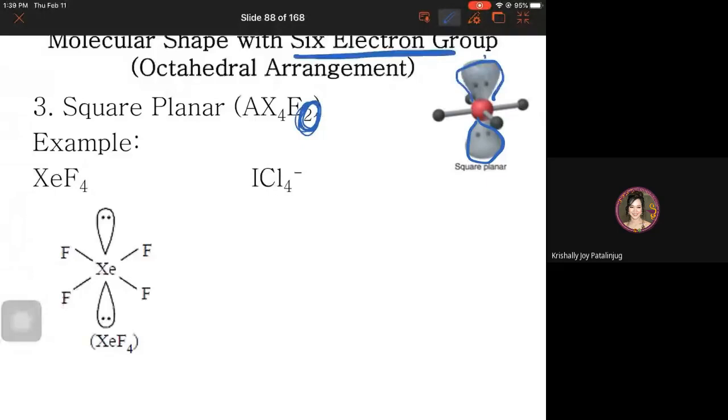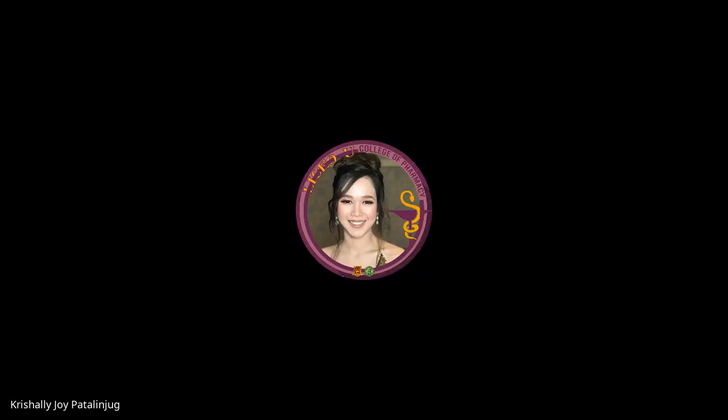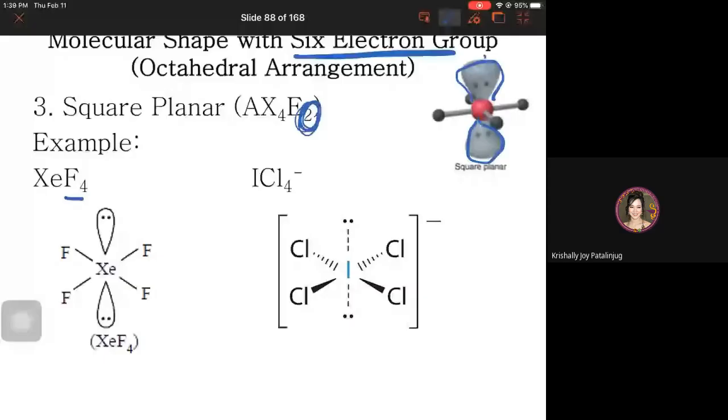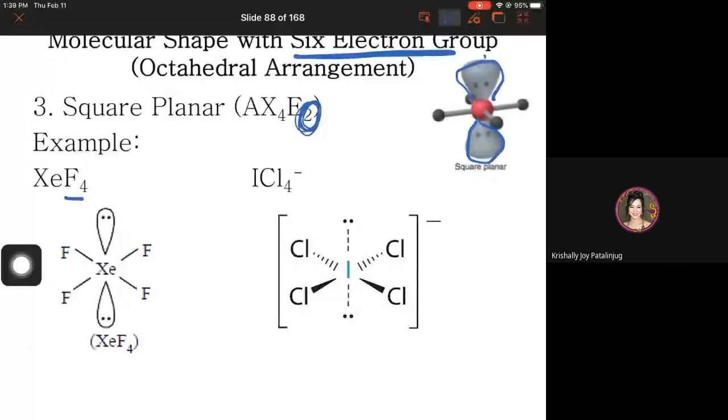So, example, xenon tetrafluoride. Another example is the ion of iodine tetrachloride. Ayan. Alright. So that ends our discussion for molecular geometry.